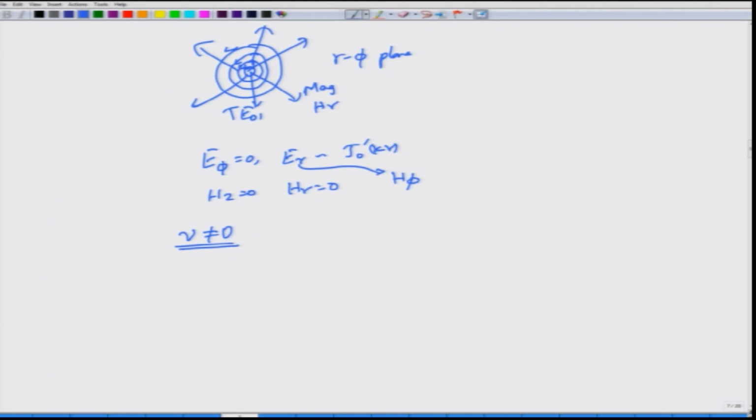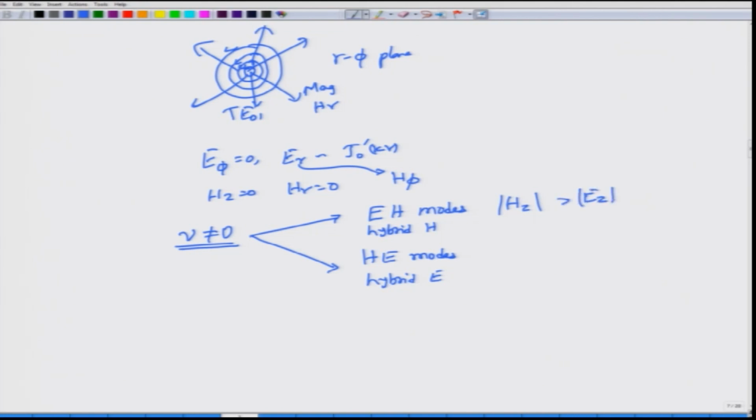And the solutions again can be classified into two groups. One is called EH modes, and the other is called HE modes. HE stands for hybrid electric modes and EH stands for hybrid H modes. Meaning in the EH mode the magnitude of Hz will be greater than the magnitude of Ez, whereas in the hybrid electric modes the magnitude of Hz will be less than the magnitude of Ez fields.